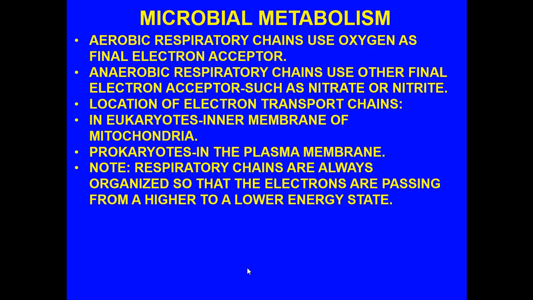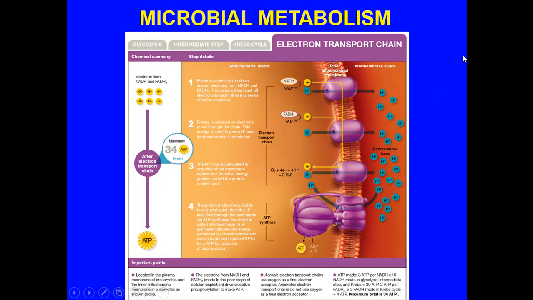The location of the electron transport chain, as I mentioned before, in eukaryotes, is the inner membrane of mitochondria. In prokaryotes, it's in the plasma membrane. And you want to keep in mind that respiratory chains are always organized so that the electrons are passing from a higher to a lower energy state. That is how you're harnessing energy. Now, when we get to the ETC, electron transport chain, you're looking inside this inner membrane.